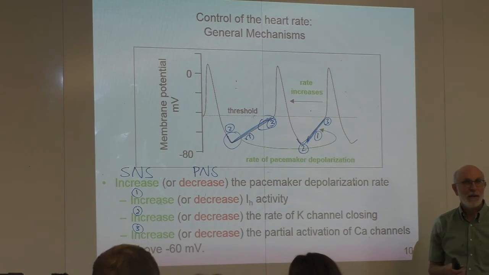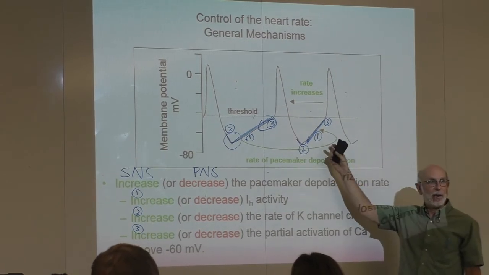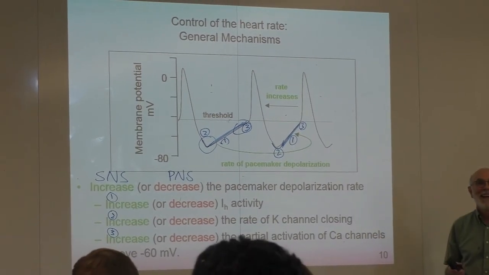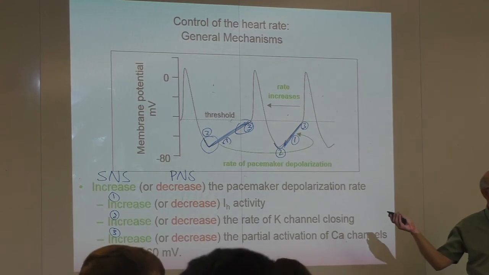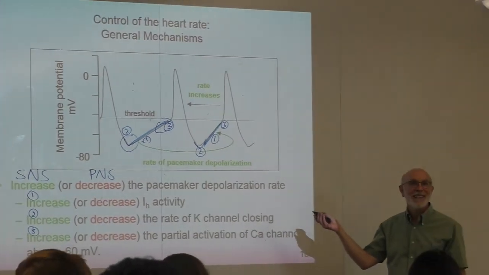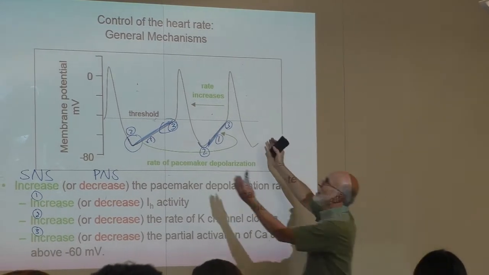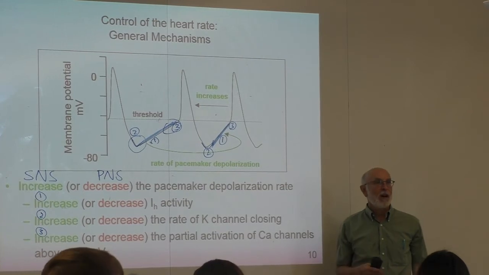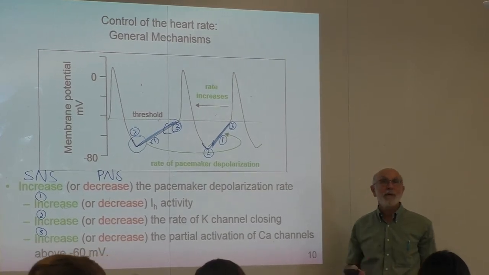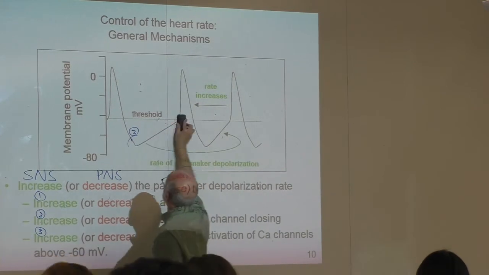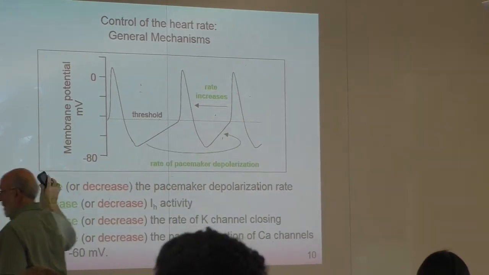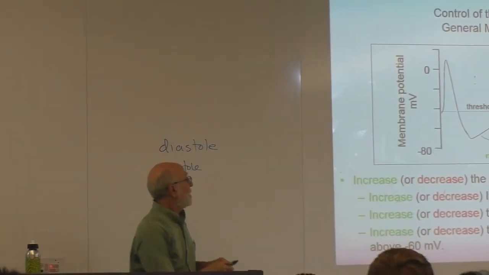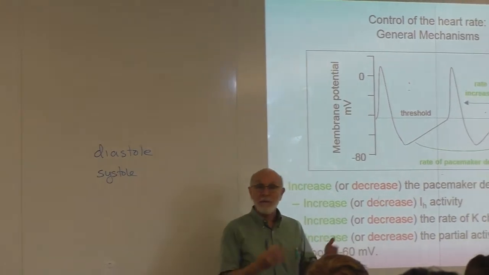It's a little bit of physics here. Anything that decreases the interval between a wave, does this make sense, even if it's been a long time since you took physics? Shortening the time increases the frequency, increases the rate of the heartbeat. Shortening the time between beats. Okay, so one general mechanism is to increase or decrease the rate of the slow depolarization.